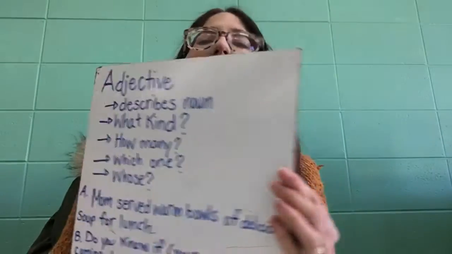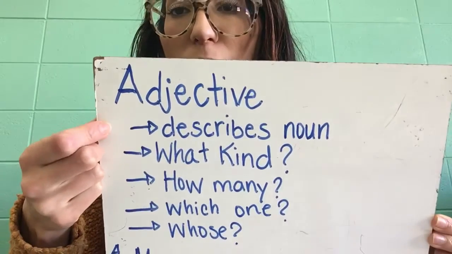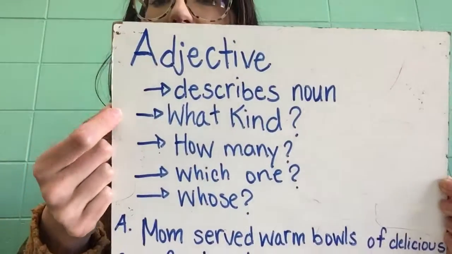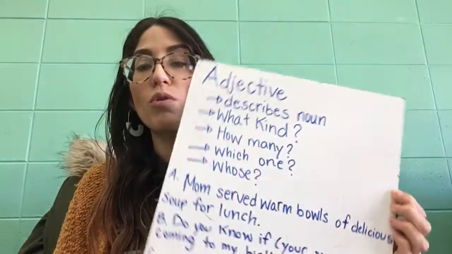Our remember star, we can read it in the book first, okay? An adjective is a word that describes a noun. So the first thing is it describes a noun, okay? Then an adjective may answer the questions. These are the questions. What kind, how many, which one, and whose. So those are the 4 questions that they answer. What kind, how many, which one, and whose. The 4 questions that adjectives answer. Remember that, okay, third grade?